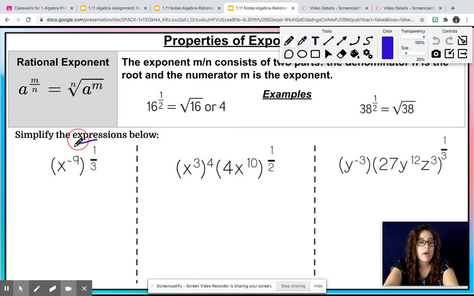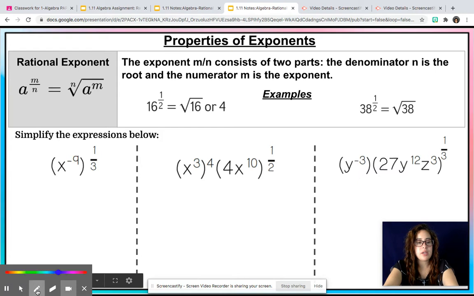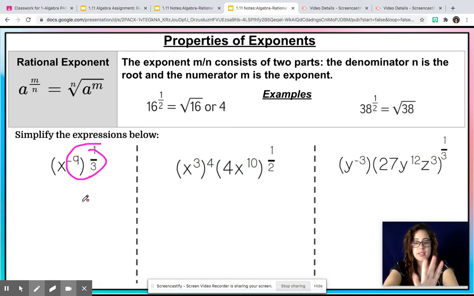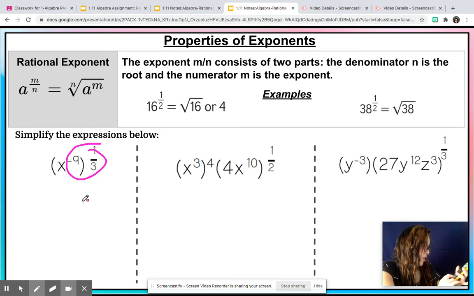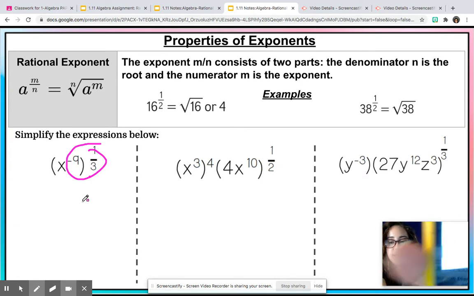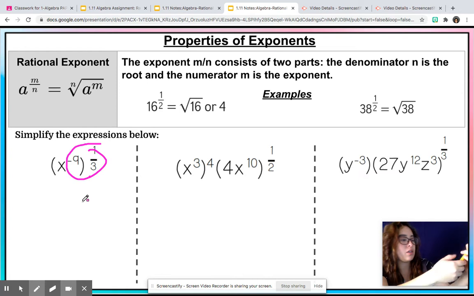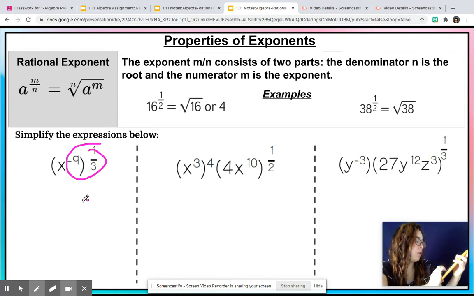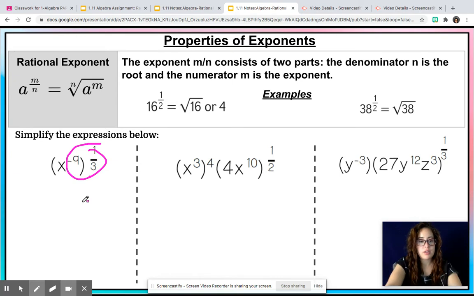So power of a power, we need to multiply those two. Okay, so -9 times 1/3. Like I said before, you can use your calculator. I'm going to type that in, -9 times, and then I'm going to select my fraction button. I'm going to select my fraction, and I'm going to put 1/3. I get -3. So x is raised to the -3 power.